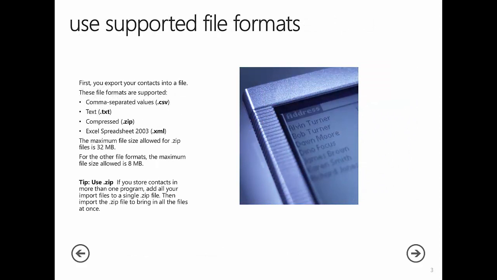You can use supported file formats to get your data in. First, you export your contacts into a file. These file formats are supported: comma-separated values, CSV files, text .txt files, compressed files, .zip, and Excel spreadsheet 2003 XML format. The maximum file size allowed for a zip file is 32 meg. For all other file formats, the maximum file size allowed is 8 megabytes.